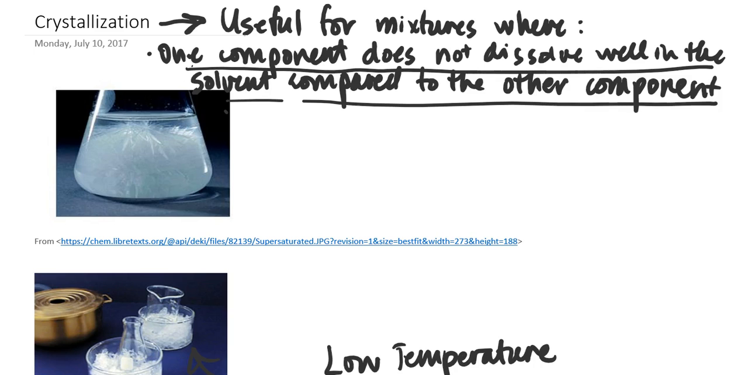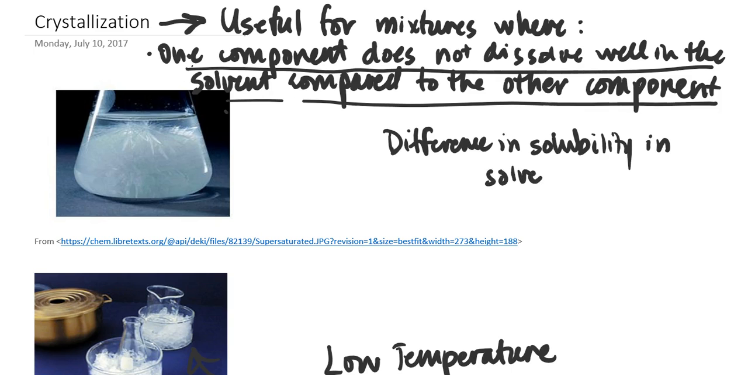Now, another potential technique that we could use is something called crystallization. Here, the property that we're looking to exploit is a difference in solubility, or the ability to be dissolved in the solvent involved in the mixture. Suppose, for example, in this picture up on top, that I have two components that are dissolved in water, and one of those components dissolves really, really well in water, but the other one doesn't dissolve quite so well.